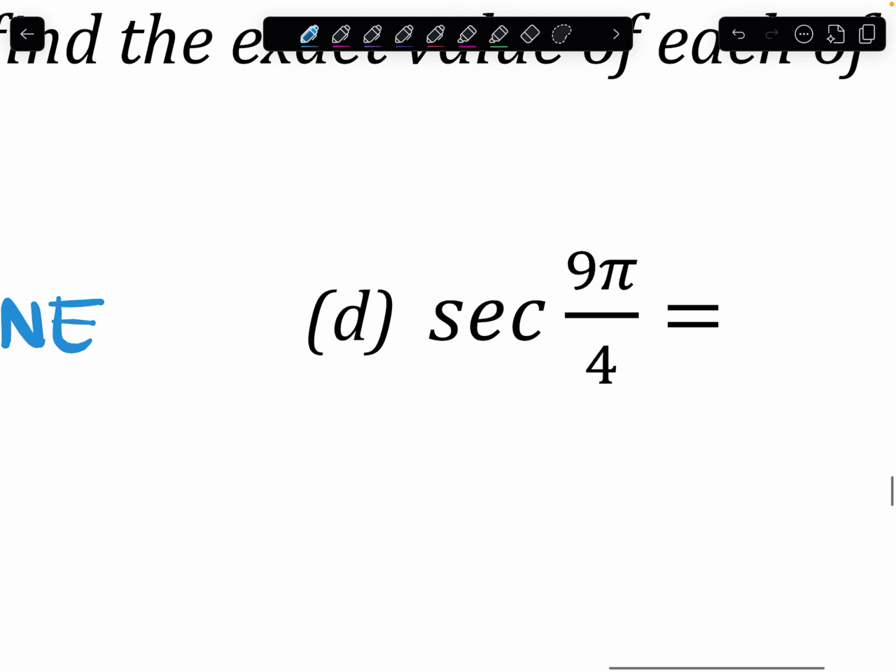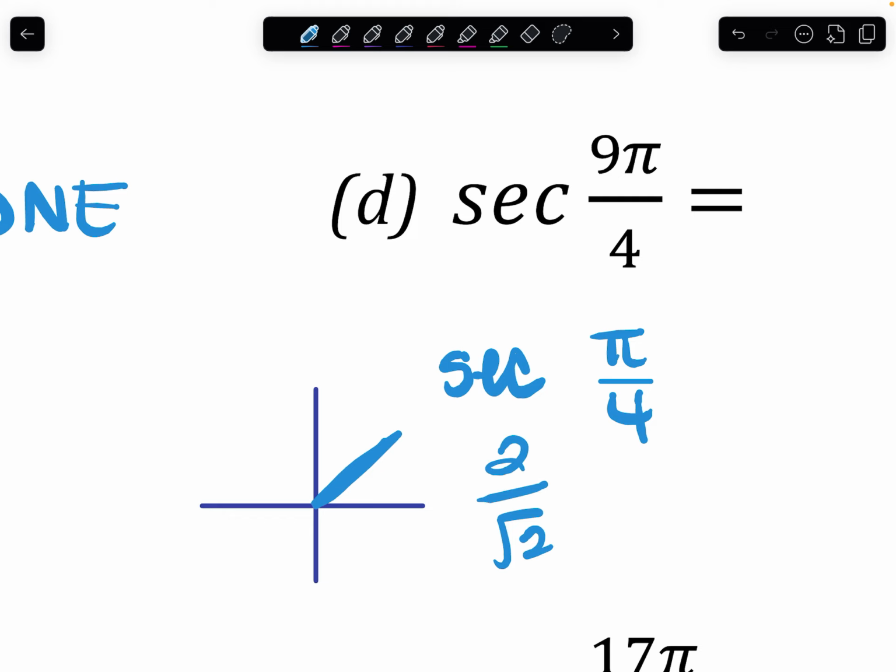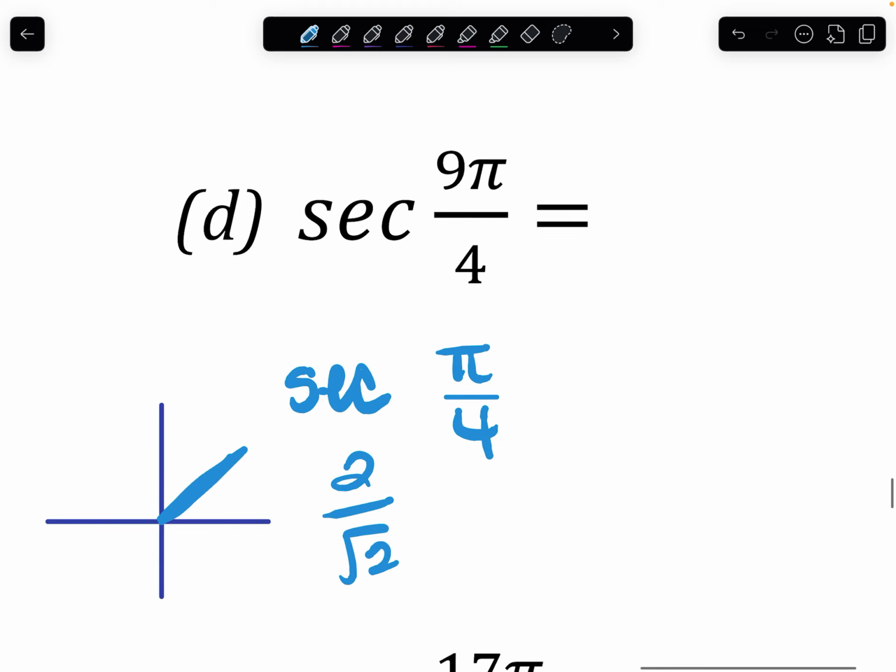Secant of 9π/4, also over-rotated. The biggest π/4 we have on the unit circle is 7π/4. So we want to find the coterminal angle by taking away 2π, which is going to give us π over 4. So those two have the same secant value. The numerator is a 1, so that means we're in quadrant 1. And because it's a 4, we are in the middle of quadrant 1, so we are here. Secant is the reciprocal of cosine. Cosine is square root of 2 over 2, so we turn it over. And remember, it's going to just be square root of 2.